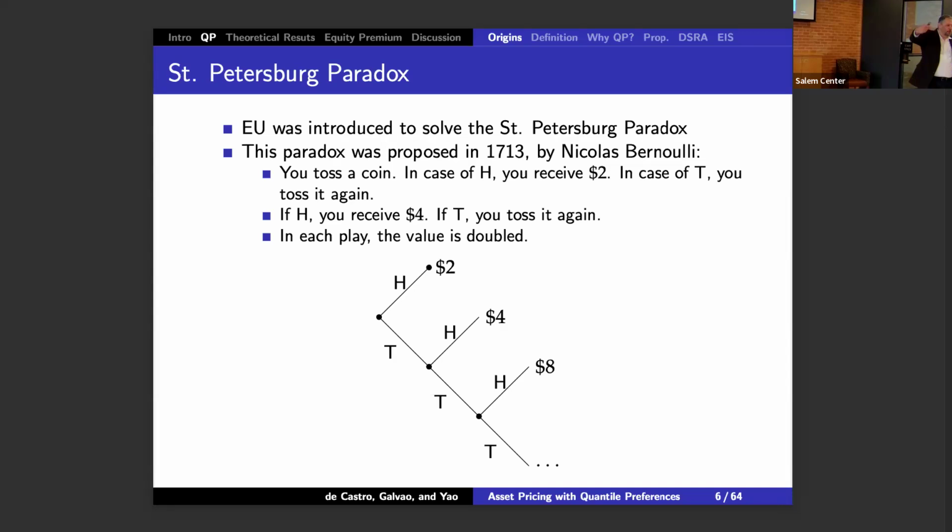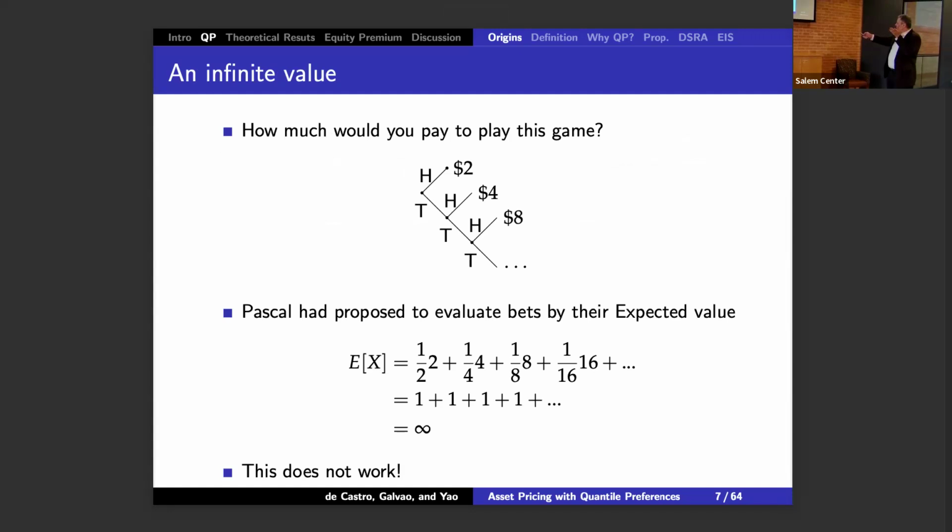Okay, so no problem. Let's see what the Pascal method does. Well, if you do this and try to calculate what Pascal suggests you should do to calculate the expected value of this lottery, it turns out that it's just infinite, right? So this means that according to Pascal, you have to sell everything that you have just to play this game. And the question is, would you? Nobody would, right? So it doesn't work. There's something wrong here.